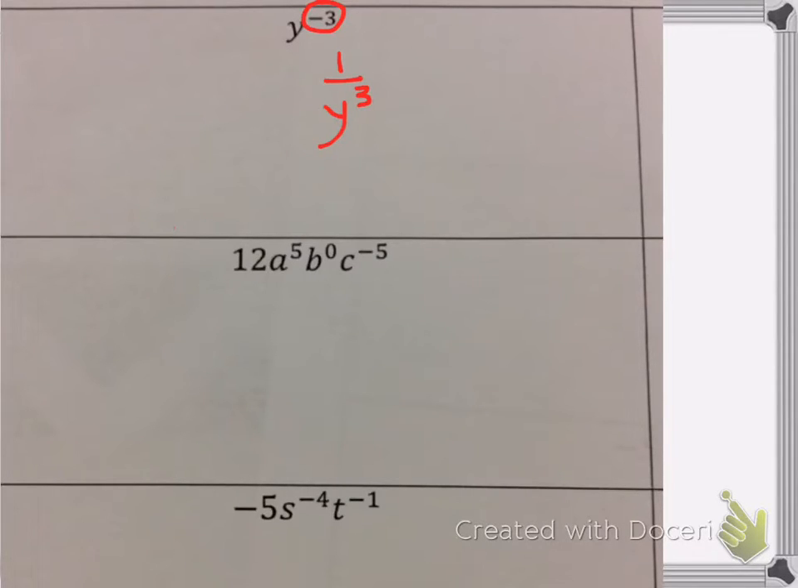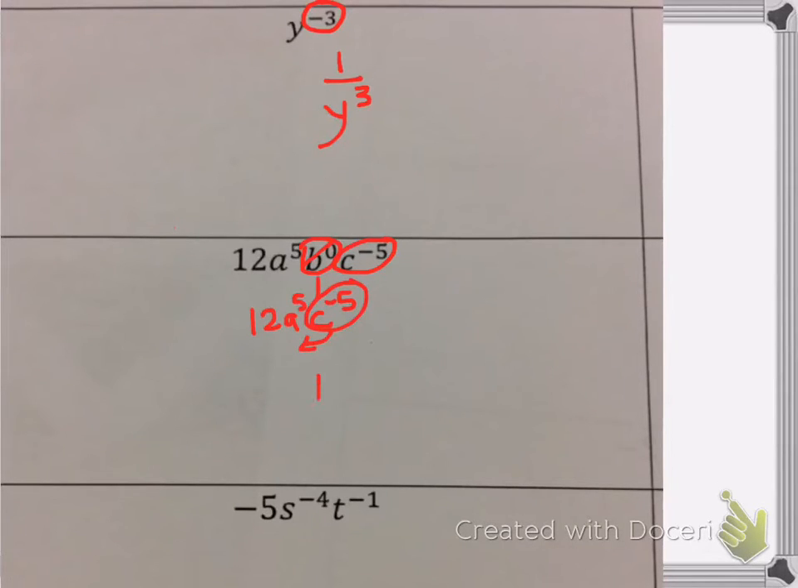If we go to this next one, we're really just simplifying our powers here. So we have a negative power here that we need to take care of. That says move me to the bottom of my fraction. But I also have b to the 0 power right here, and b to the 0 power is equal to 1 because anything to the 0 power is equal to 1. So I would have 12a to the 5th times 1, I don't need to show that there, and then c to the negative 5th. I'm going to have to move that to the bottom of a fraction.